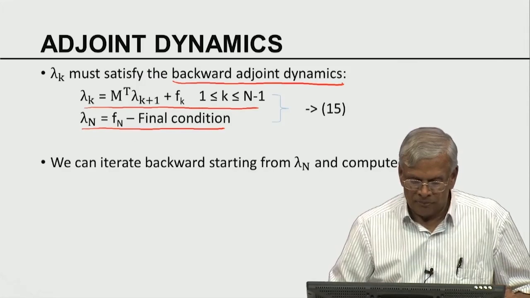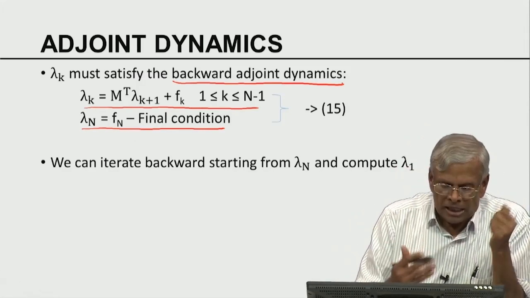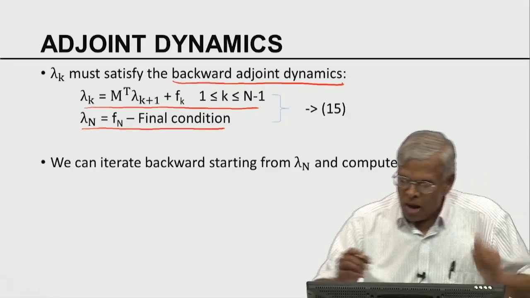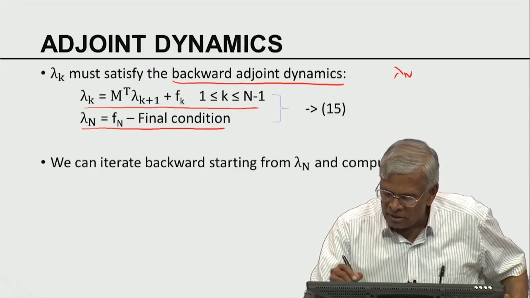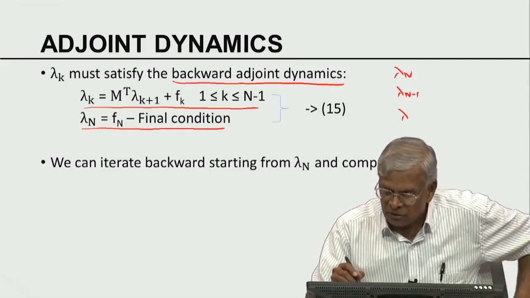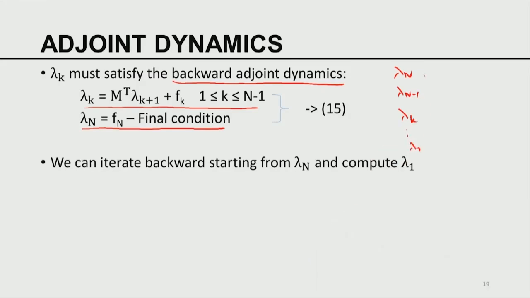That adjoint equation, we can iterate. So f's are known, m transpose are known, f of n is known. So I can compute from lambda n to lambda n minus 1 to lambda k to lambda 1. I can compute backward in time using this backward adjoint equation. So we can compute lambda 1 by going back.